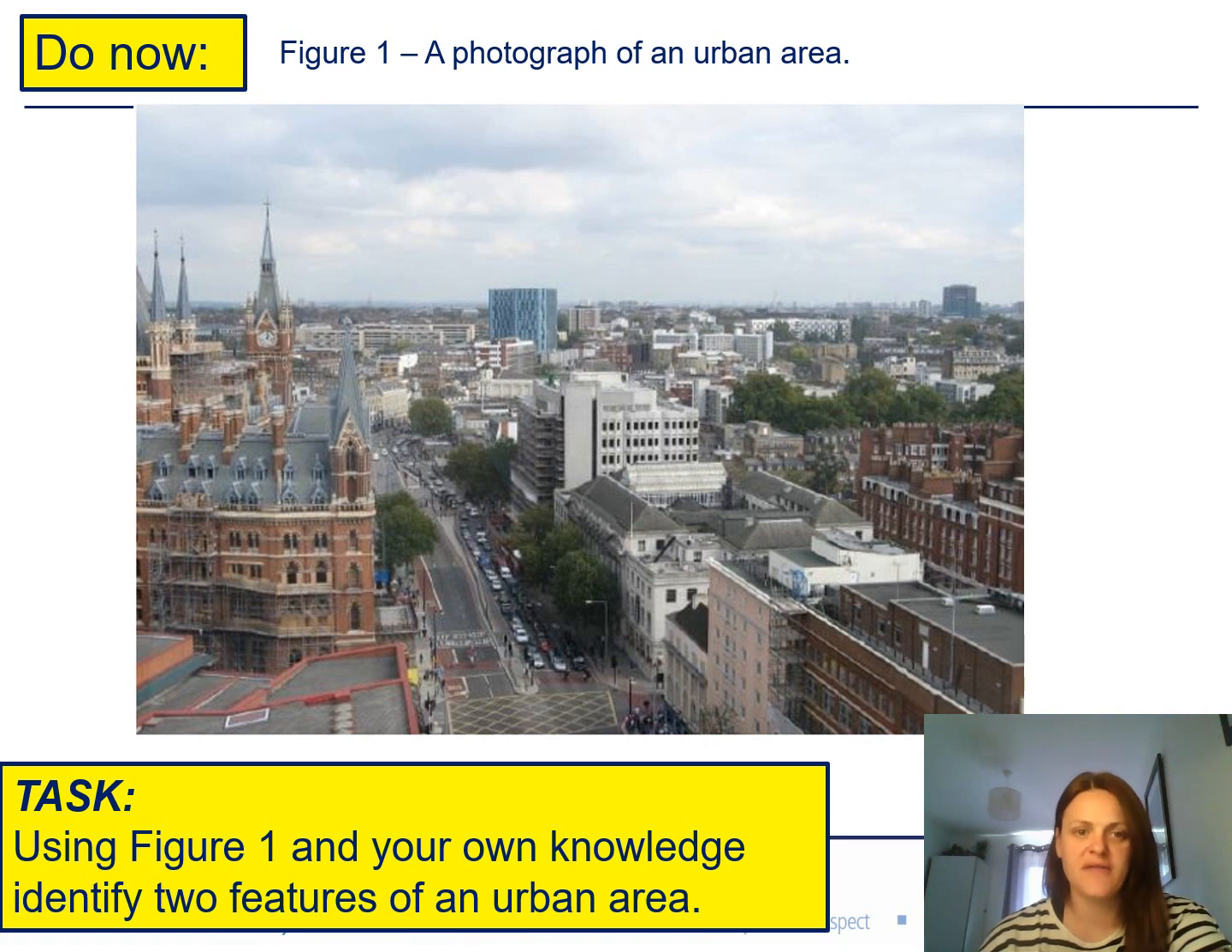Right, so in front of you, you can see figure 1. It's a photograph of an urban area. Now we know that the term urban refers to areas that are built up, like cities and towns. What I would like you to do is really look at this photograph, and using your own knowledge, can you identify 2 features that represent an urban area? So 2 things that you would describe to someone to show that it is urban. So pause this video for about 3 minutes.